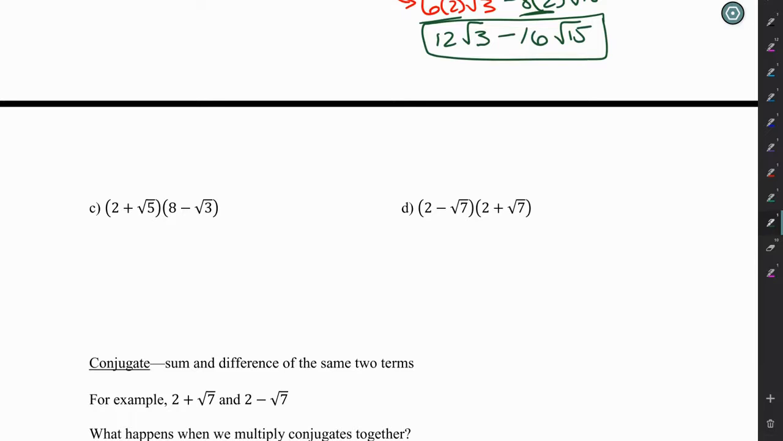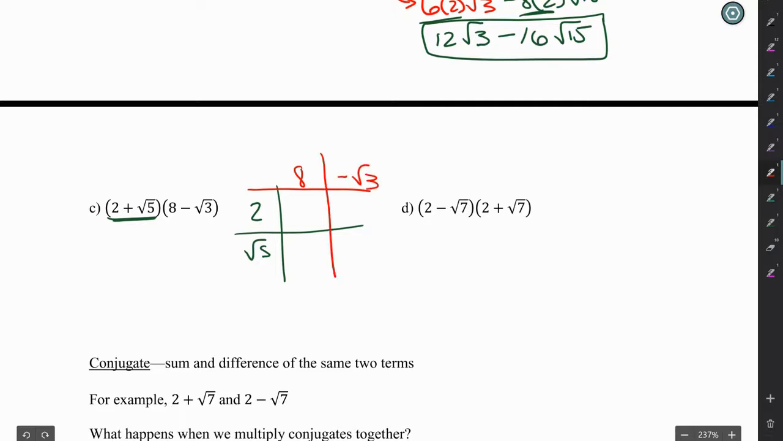Now we have essentially a binomial times a binomial, so we could FOIL. Okay, we could do that. We could also make the grid. Remember when we multiplied, we made the grid sometimes? So we could do 2 root 5 from this first binomial. And then across the top, we could do 8 and then a negative root 3 for the second one here.